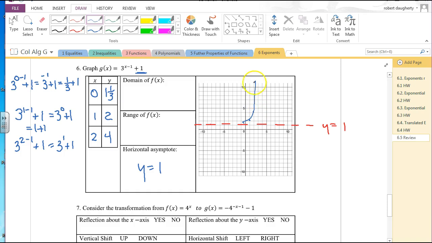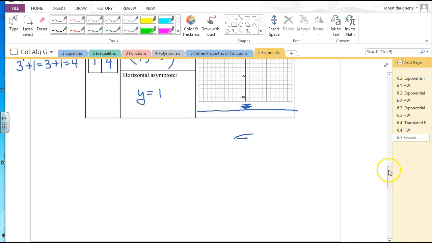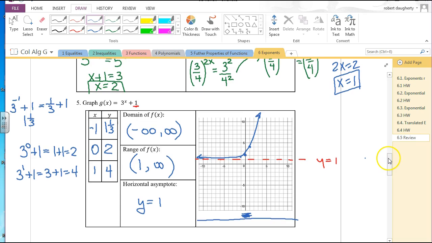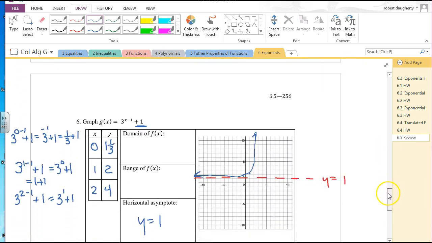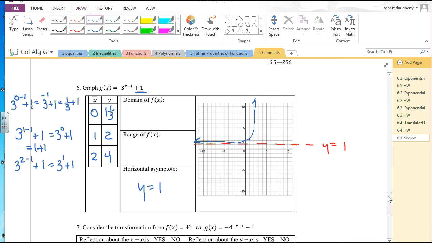So same shape, it's just this graph has been shifted a little bit from what we see on the other one. So if I go back to this other graph, this was 3 to the x plus 1. When I put an x minus 1, that's shifting everything to the right by 1, which is what you see reflected. You should have the same domain here, negative infinity to infinity. And the range is going to be 1 to infinity. Those are all my y values on this graph.